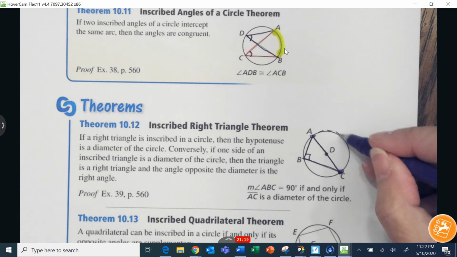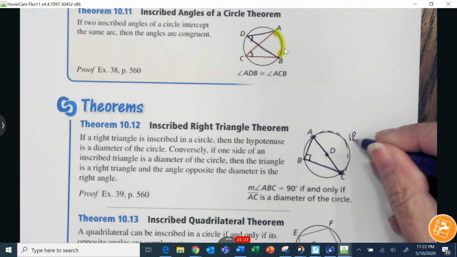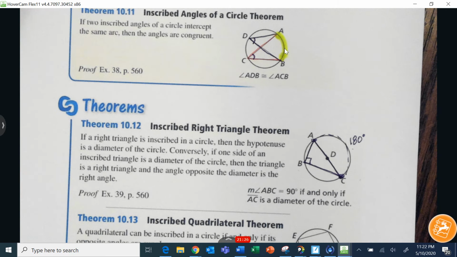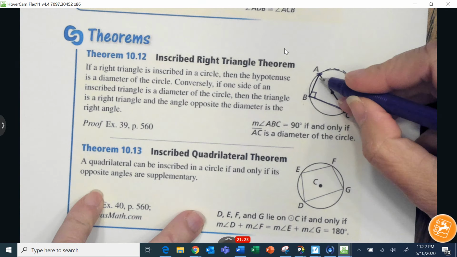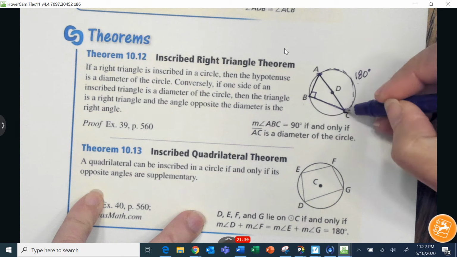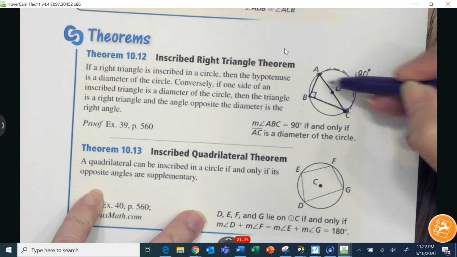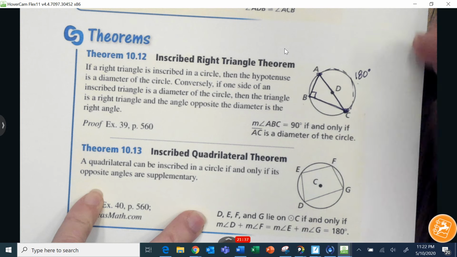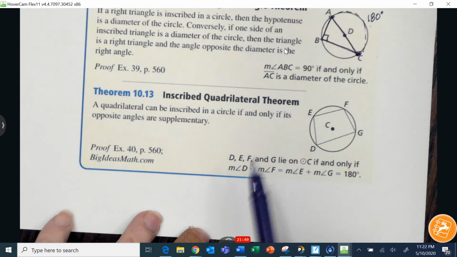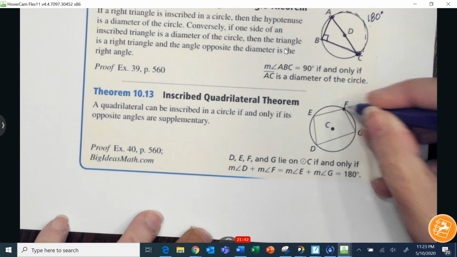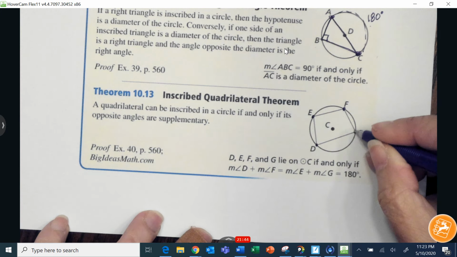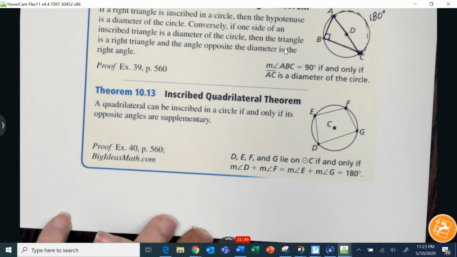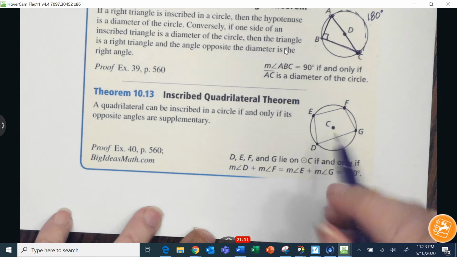If I know that from A to C over here is a semicircle, it's 180 degrees, and I take half of that, well, this is going to be 90. So any angle formed where the ends are at the end of the diameter is always going to be a right angle. And then if we have an inscribed quadrilateral, all four angles have to be on the circle. All four of them. If one of them is not, this is not an inscribed quadrilateral.